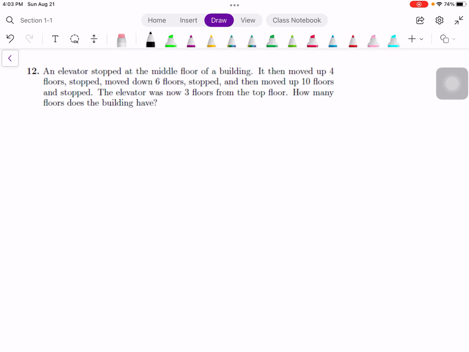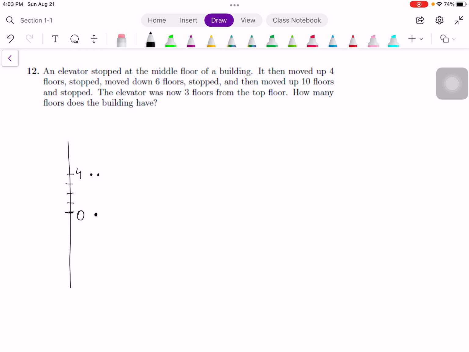For my middle floor, I'm gonna mark how the elevator is going, in a line. There's my middle floor. I'm gonna call it 0, so it's easier to count. An elevator stopped at the middle floor of the building. So that's step 1. I'm gonna mark it by 1 dot. I sometimes do it for myself. That's a progression of moves, right? Then it moved up 4 floors. Okay, 1, 2, 3, 4. So that's the next progression, 2 dots, or you can write in parentheses step 2.